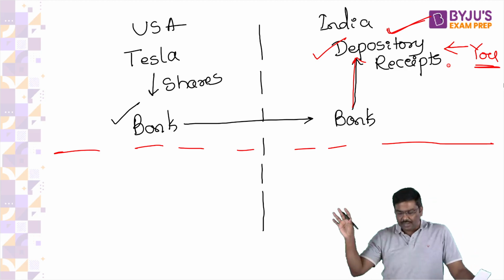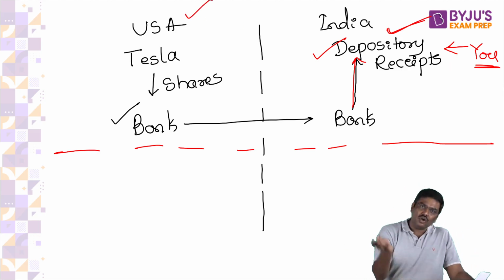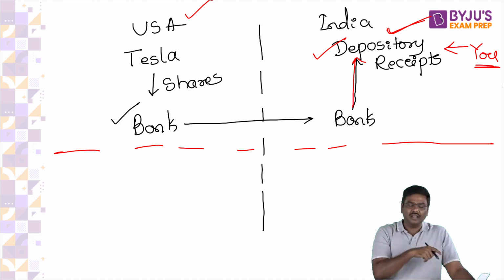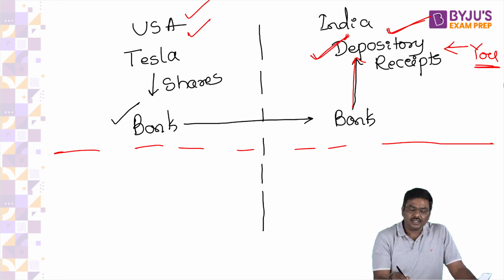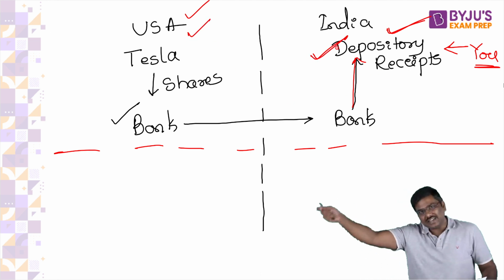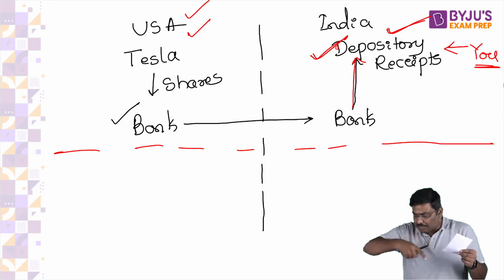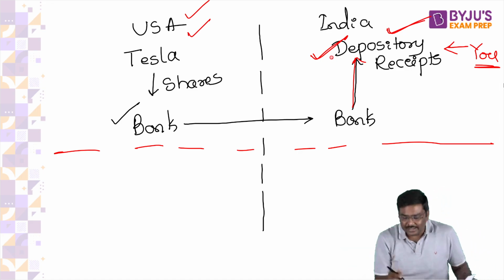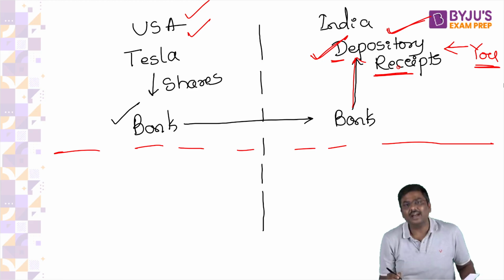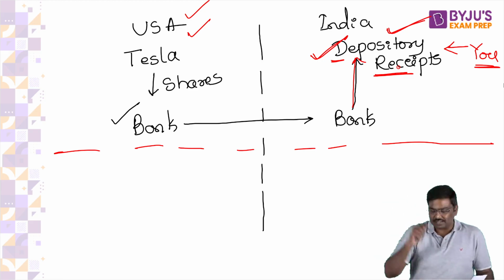The concept is very simple. A company in the USA is already listed. They want to get listed in India. So this is the process they will follow. And these instruments which are issued in India are called depository receipts.